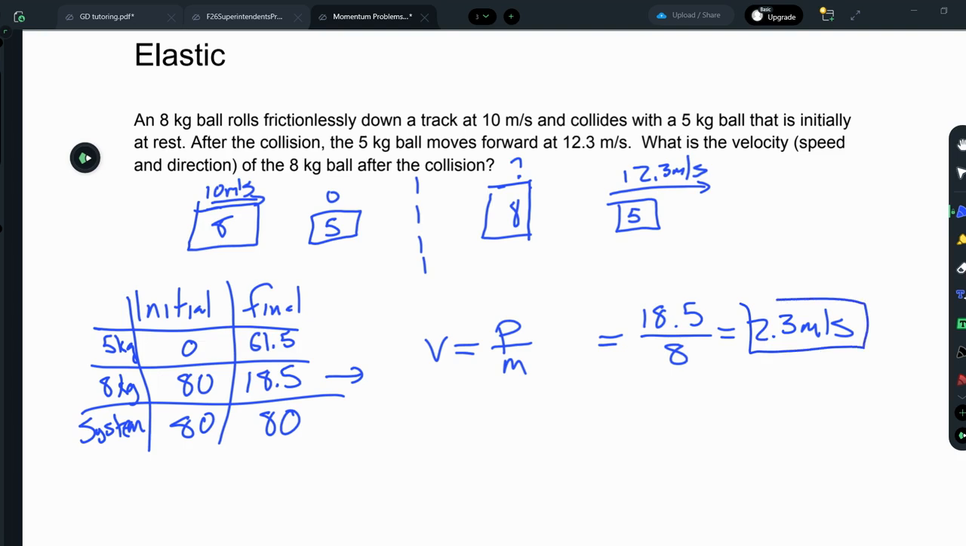And just checking to see if that makes sense. Does it make sense that the larger object should still move forward but slow down quite a bit, and the smaller object moves forward but pretty quickly? I think that makes sense.